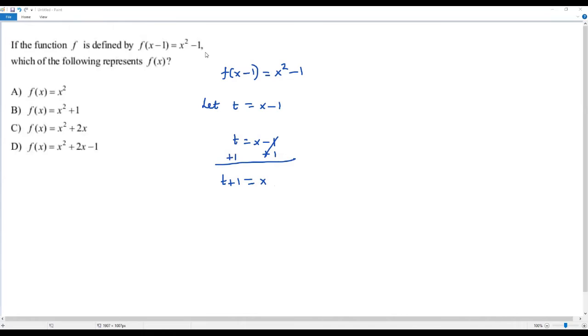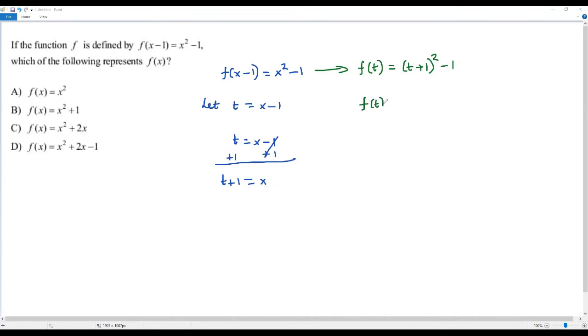Now let me take the given function, that is f of, we know that t equals x minus 1. Now we can plug in this t for x minus 1 over here. Then we get f of t equals, on the right side, we have to get everything in terms of t, because we got the function f in terms of t. So already we have solved for x in terms of t, that is x equals t plus 1. For this x, we can plug in t plus 1, the whole square, minus 1.